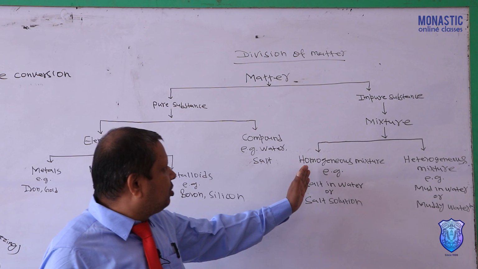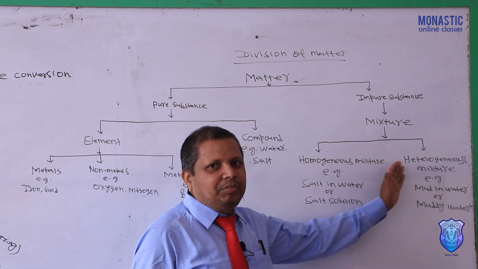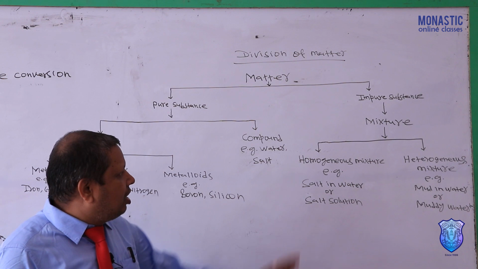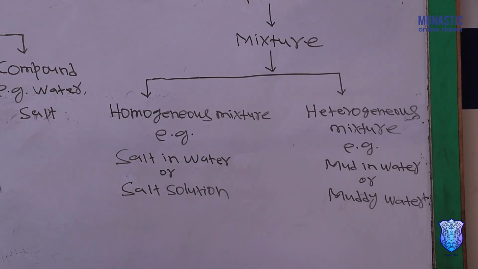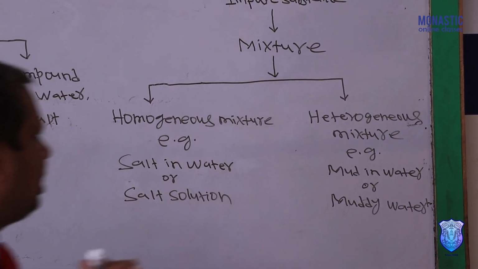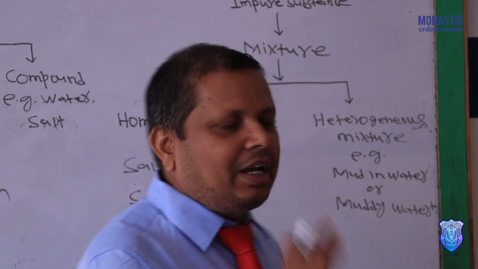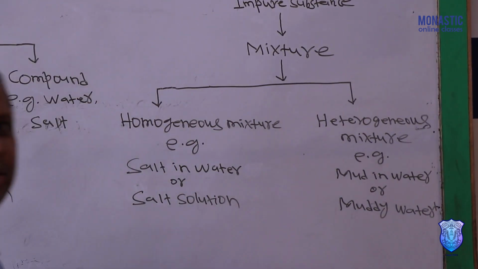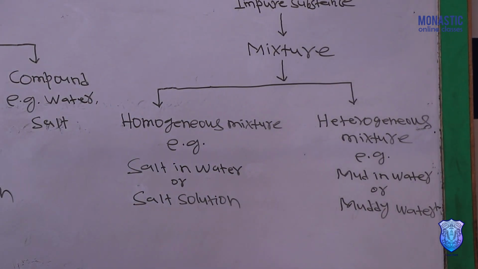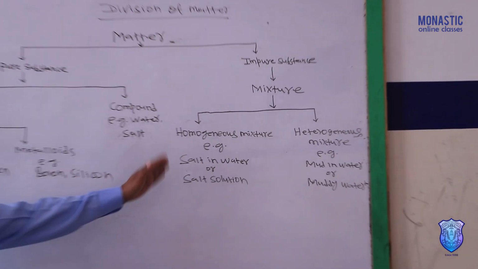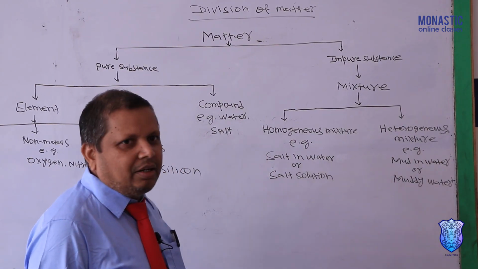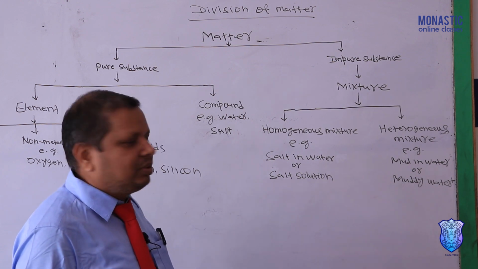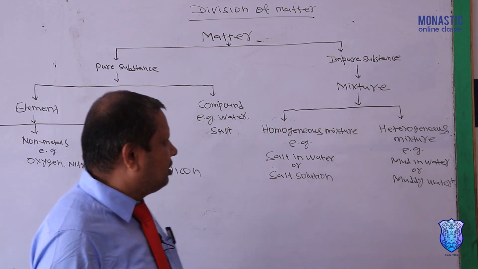A mixture is of two types: homogeneous mixture and heterogeneous mixture. What is a homogeneous mixture? A mixture in which the component particles cannot be seen with the naked eye is called a homogeneous mixture. It means two or more substances mix uniformly. Examples: salt in water, salt solution, sugar solution.